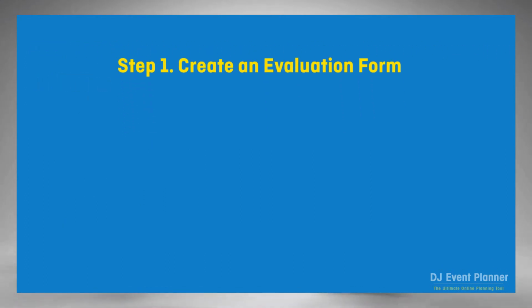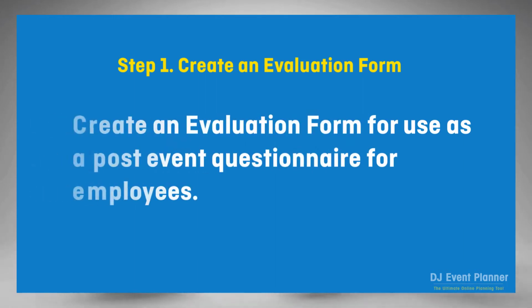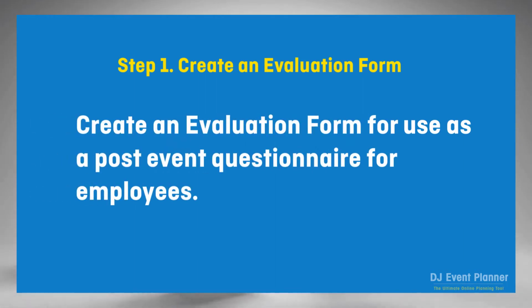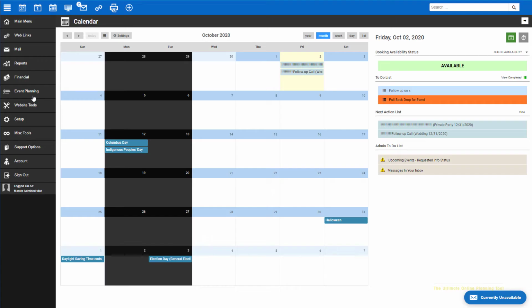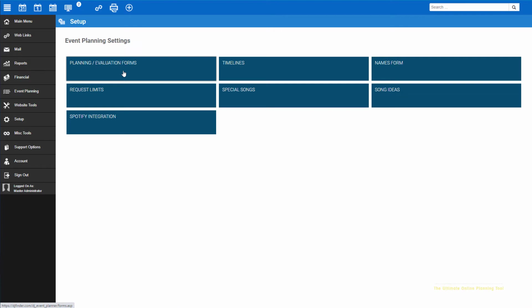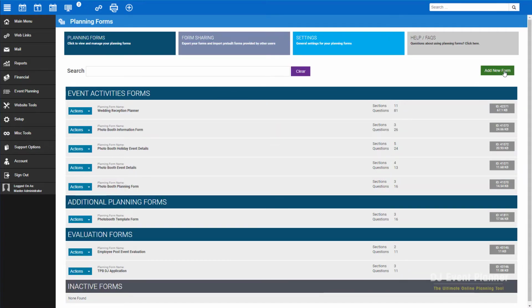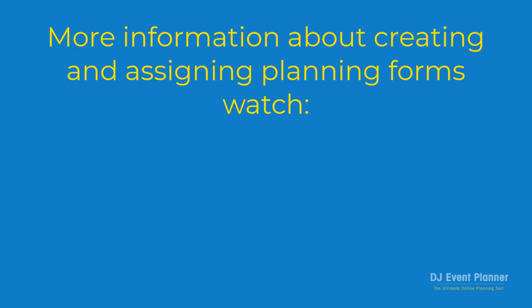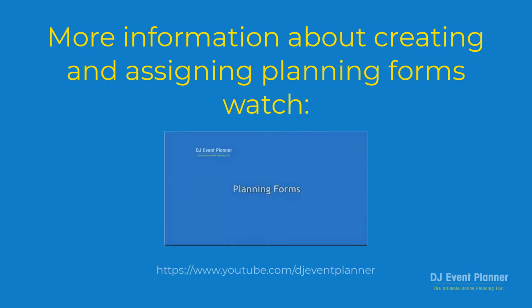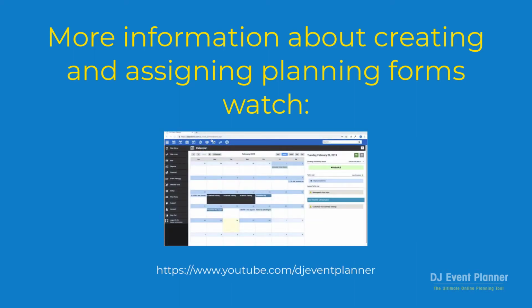Now, how do we use an evaluation form for post-event? To begin, you will need to create an evaluation form for use as a post-event questionnaire for your employees. You're going to log into DJ Event Planner, click on Event Planning, Planning Evaluation Forms, and then Add New Form. For more information on building a form, please see our tutorial video, Planning Forms, on our YouTube page.